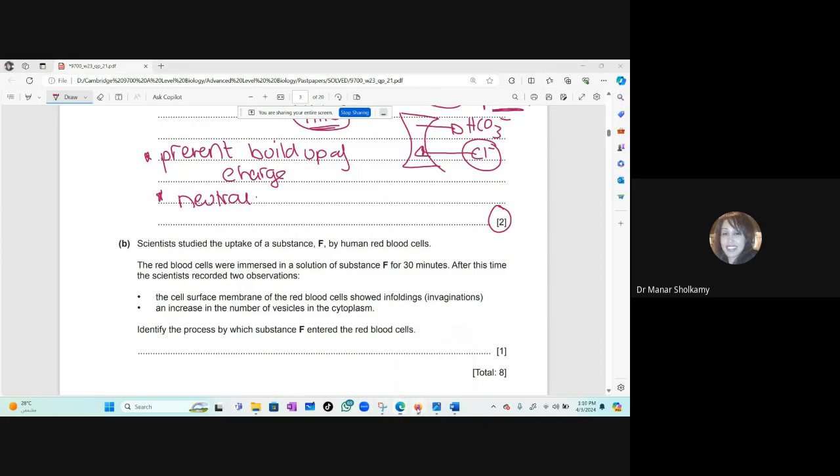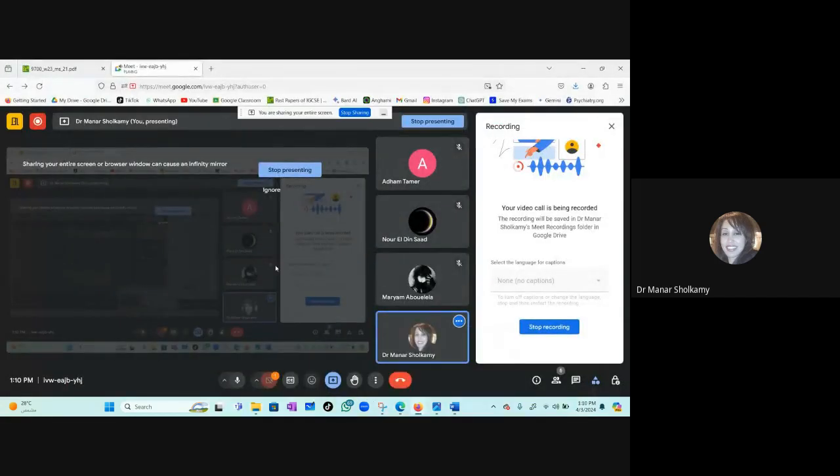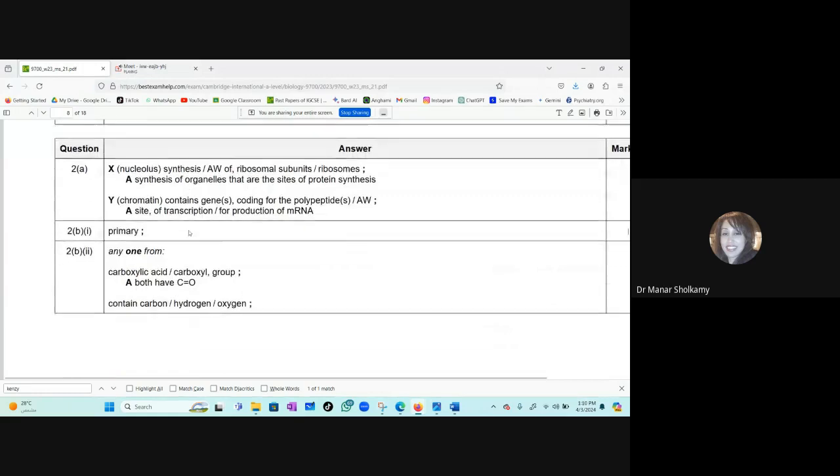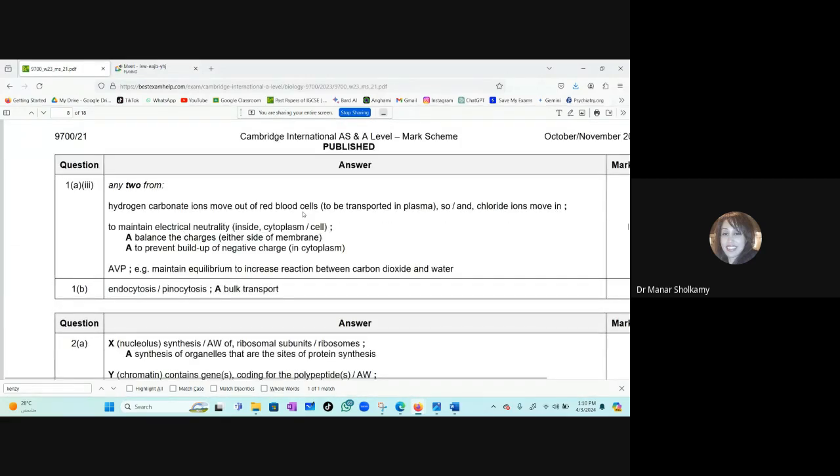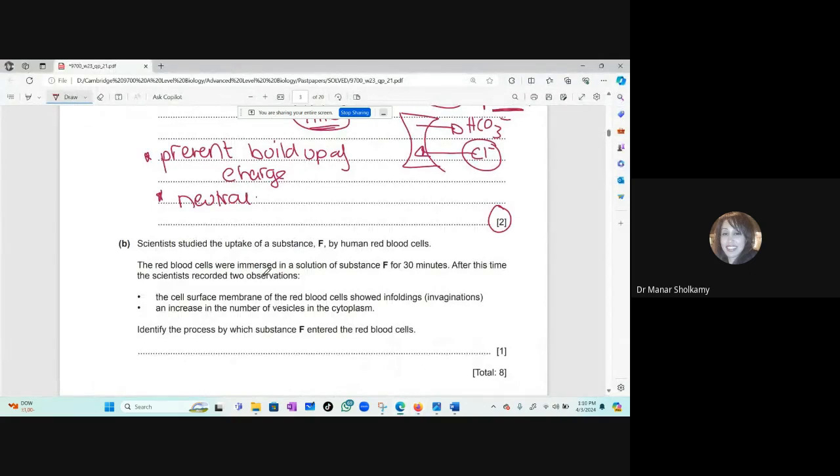Okay, let's look at the mark scheme if you want. Here, hydrogen carbonate will move out of the red blood cell to be transported in the plasma, and the chloride will move in to maintain electrical neutrality so that we balance the charges to prevent the buildup of negative charge, any one of those, okay? So it's only 2 marks.